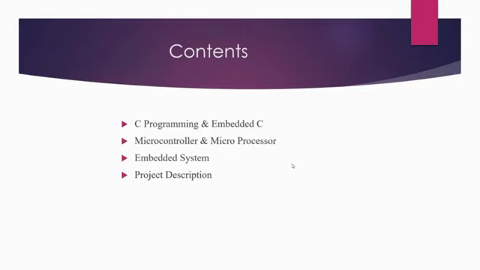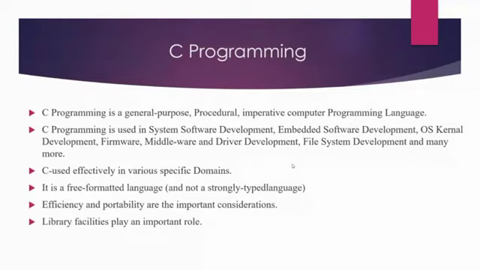Now coming to the C programming, it is a general purpose procedural imperative computer programming language. It is used in system software development, embedded software development, OS kernel development, firmware, middleware and driver development, file system development and many more. It is effectively used in various specific domains. It is a free formatted language and not a strongly typed language. Efficiency and portability are the important considerations in C language. Library facilities play an important role in C programming.